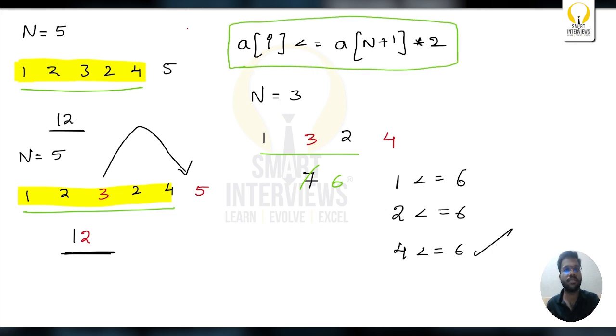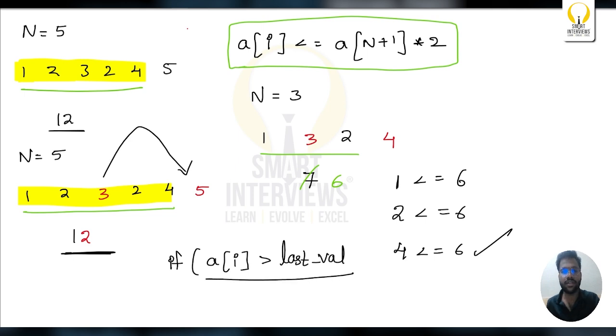We need to check one more thing, that if the value of, okay, let me write that over here. If the value of a of I is greater than the last value, only then it makes sense to swap the elements. And this is one of the conditions that you need to check. Also, it should satisfy this condition. So you need to check these two possibilities.